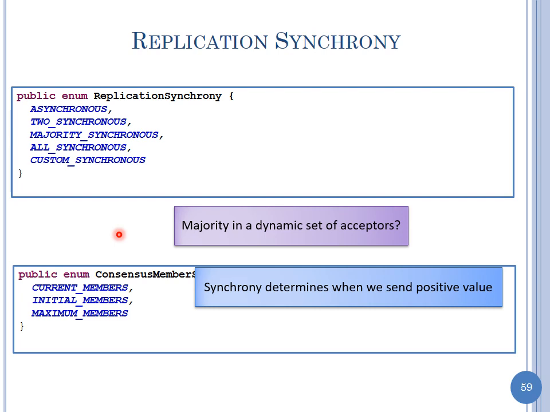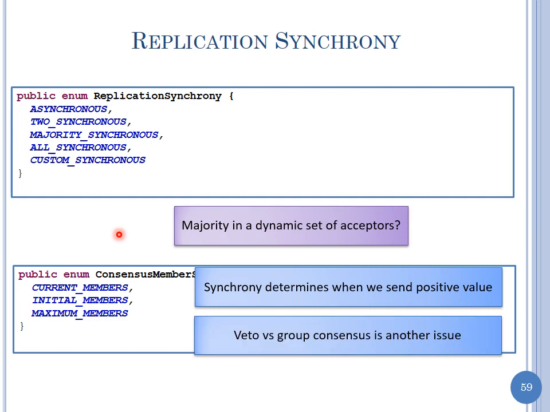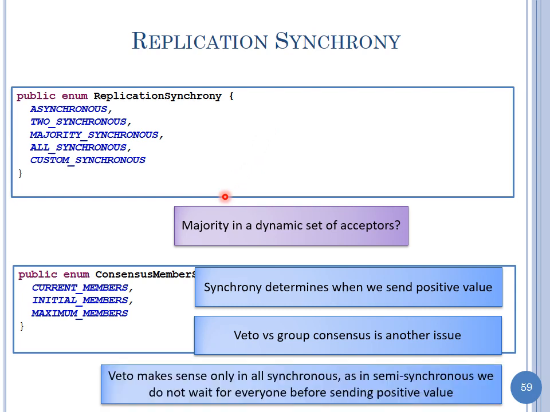So synchrony determines, there are two issues here. Majorities are used in two different ways. One is to determine when we send a positive value. That's what synchrony determines. Majority is also used to decide what the consensus value is. Is it based on a group consensus or vetoing or unanimity? That's an orthogonal issue which is not being addressed by synchrony itself. So that's important, and they are related. If you're supporting semi-synchronous, then you cannot be supporting veto because you're not waiting for everybody to tell you their accept notifications. As soon as you get a majority of accept yeses, you send the good news. So you send the accept the proposed value.